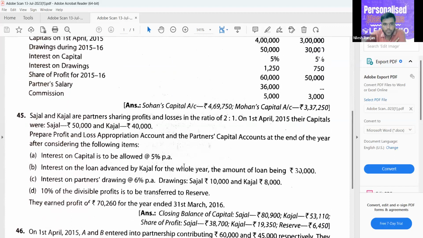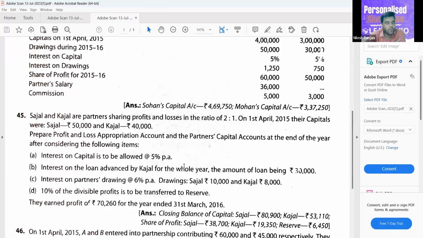Sajal and Kajal are partners sharing profit and loss in the ratio of 2:1. On 1st April 2015, their capital was Sajal 50,000, Kajal 40,000. Prepare profit and loss appropriation account and the partners' capital account at the end of the year after considering the following items. Interest on capital is to be allowed at the rate of 5% per annum. Interest on loan advanced by Kajal for the whole year, the amount of loan being 30,000. Interest on partners' drawing at the rate of 6% per annum. Drawing Sajal 10,000, Kajal 8,000.